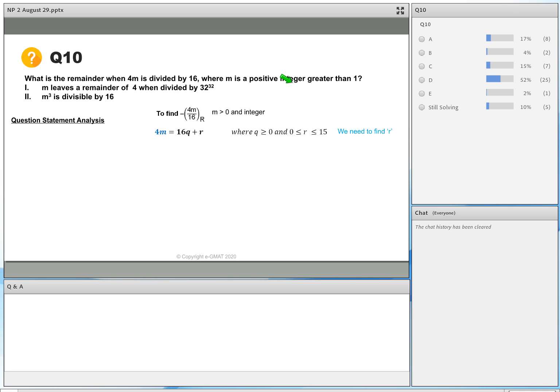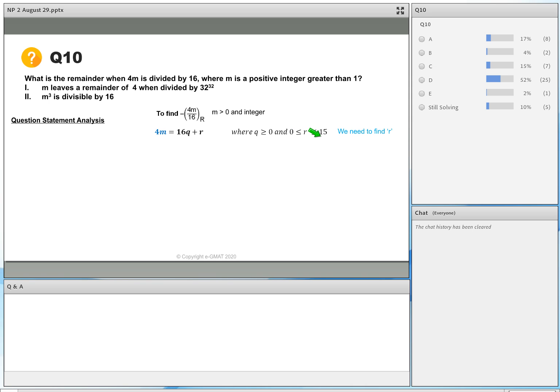Now, if I write this in the DNR equation form, then this is what I want. 4m is equal to 16q plus r, and r is the remainder that I'm looking for. And r has to be less than the divisor, because that's how the definition works. The remainder has to be greater than or equal to 0 and less than the divisor. Since my divisor is 16, it has to be less than or equal to 15. That's the maximum it can be.